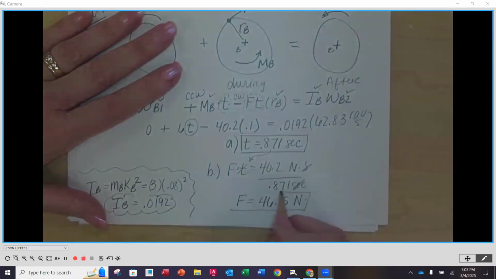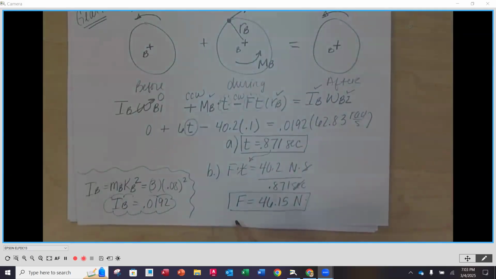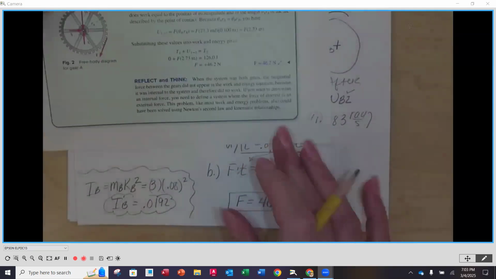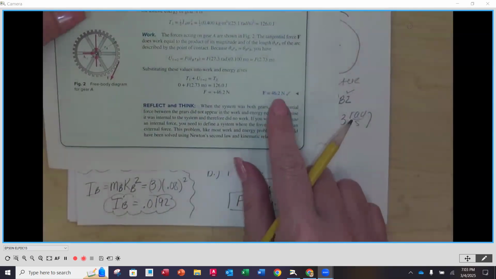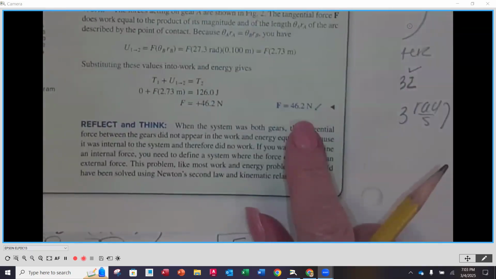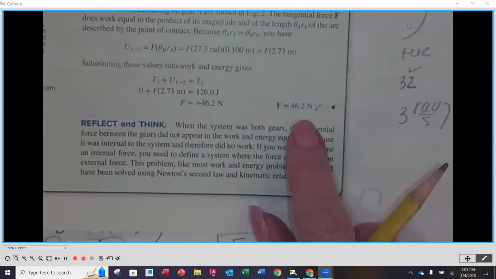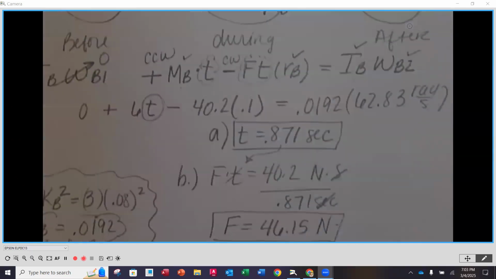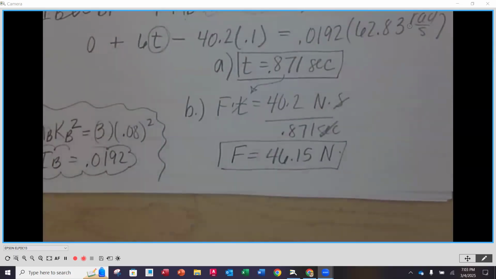which matches exactly the force of B on A from sample problem 17.2. Recalling, I'm pulling this back up: sample problem 17.2 gave 46.2, and for sample problem 17.7, same thing, 46.2 or 46.15. So these are two different ways of getting to the same answer, with a little bit different information given to us and what we were trying to find.